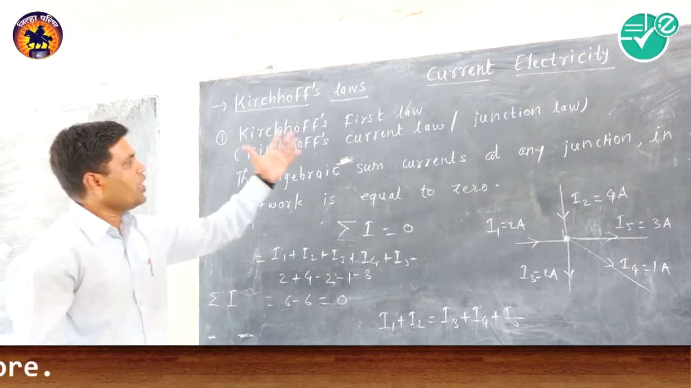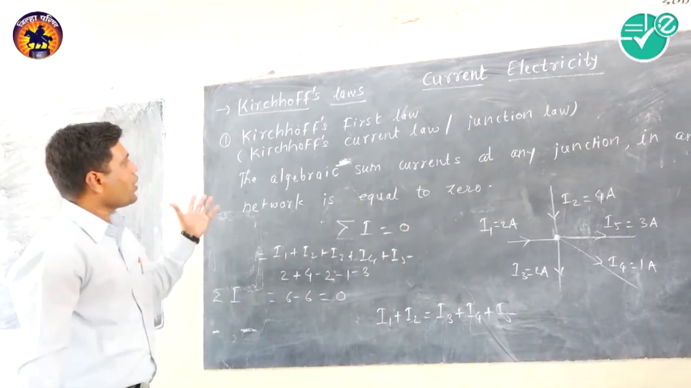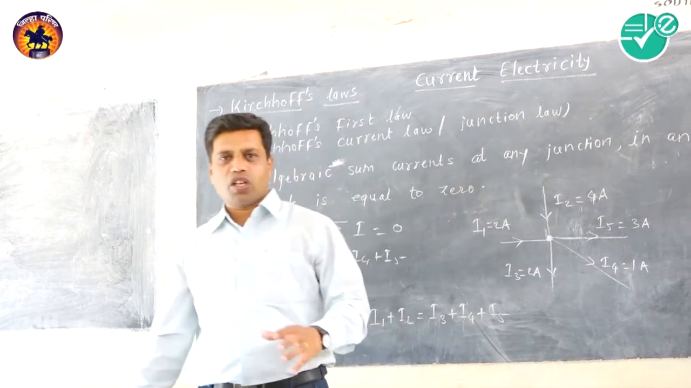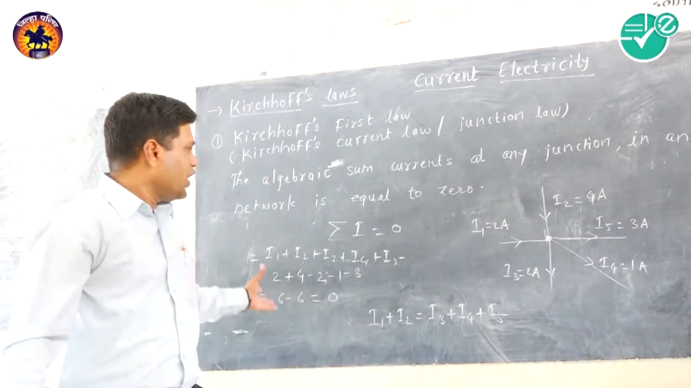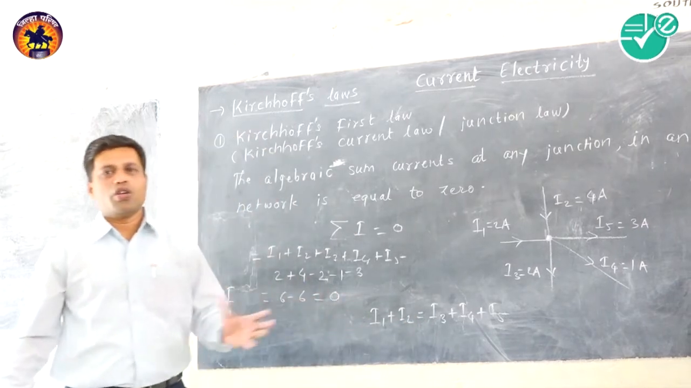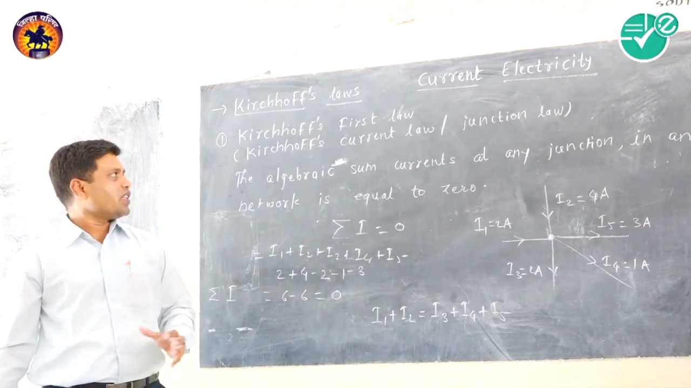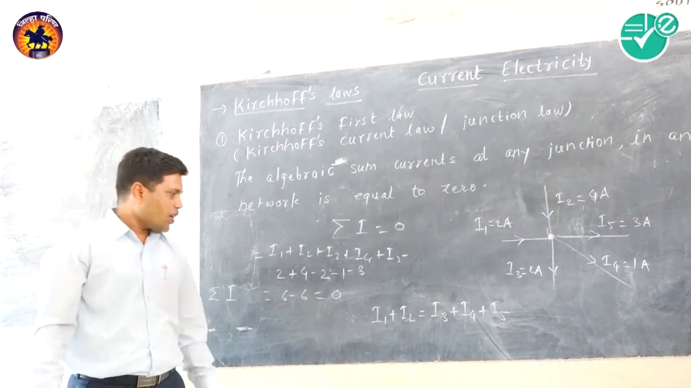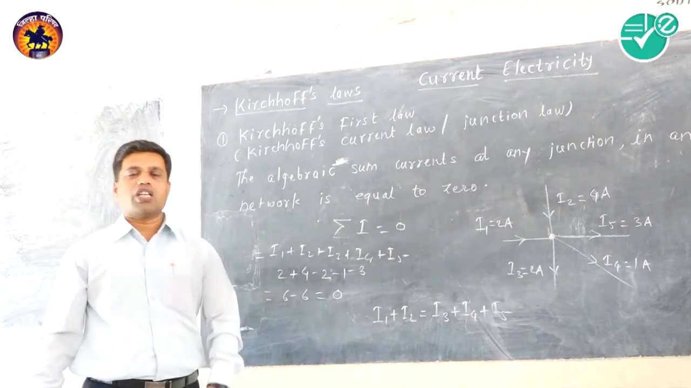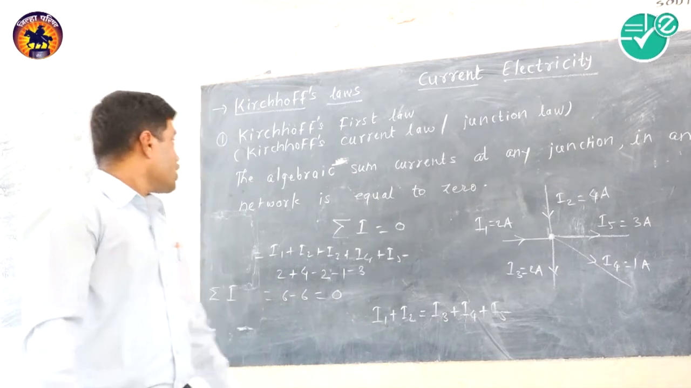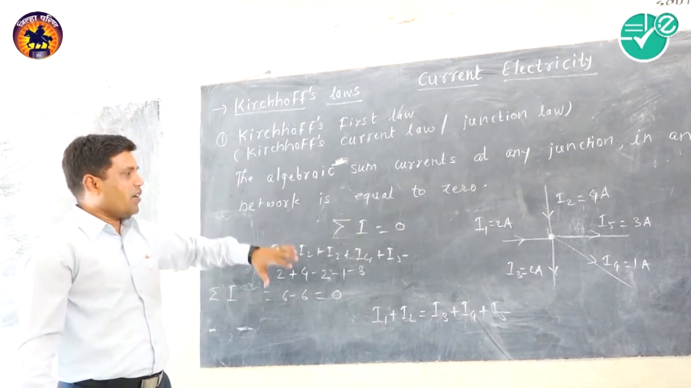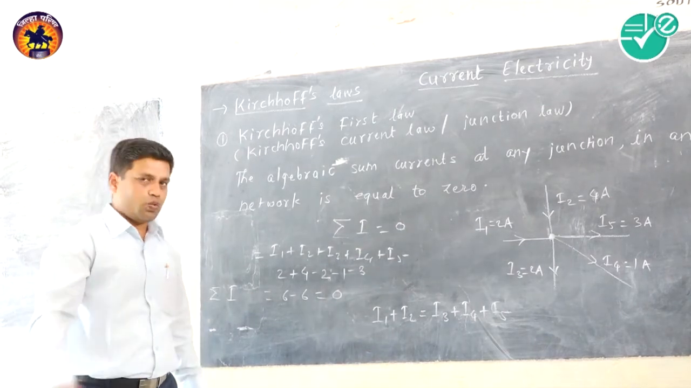This is all about Kirchhoff's first law, or we can say current law or junction law. I think from such a short discussion, you have got the idea about KCL, that is Kirchhoff's current law or junction law. After that, we will move on to the next law, which is called Kirchhoff's second law, and just after that, I will explain this article to you.